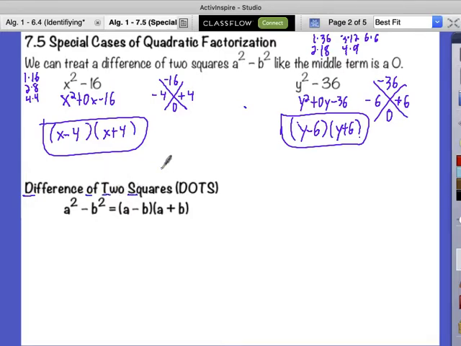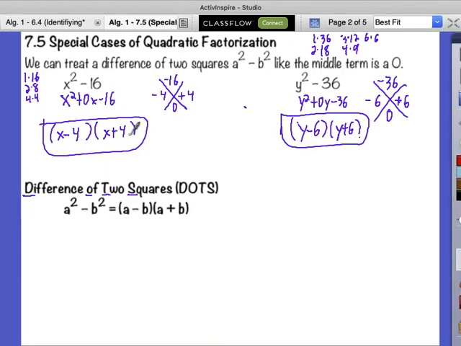D-O-T-S, dots. Difference of 2 squares. So if you start out with a difference of 2 squares, a perfect square minus a perfect square. In this case, x squared is a perfect square because x times x is x squared. Is 16 a perfect square? 4 times 4. So if you have 2 perfect squares subtracting, you can skip this part, and you can skip this part and go straight to the end.